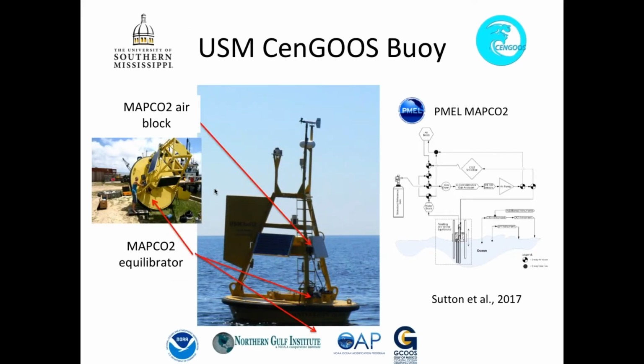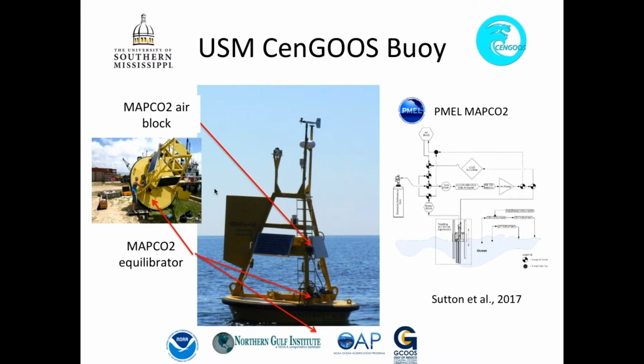Okay, so now onto the buoy. So here are two photographs of the buoy. We have a 3-meter discus buoy, and we modified the hull to hold the MAPCO2 system that PMEL developed. There are 3 instrument wells, one for the gas standard, one for the battery, one for the electronics. And then there's a moon pool in the buoy with the equilibrator that goes down into the water.